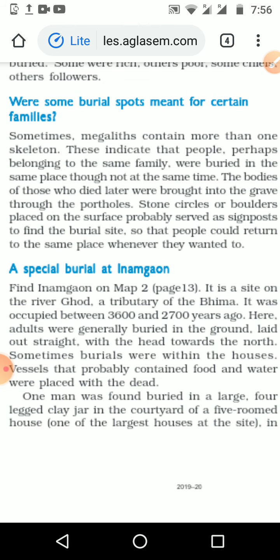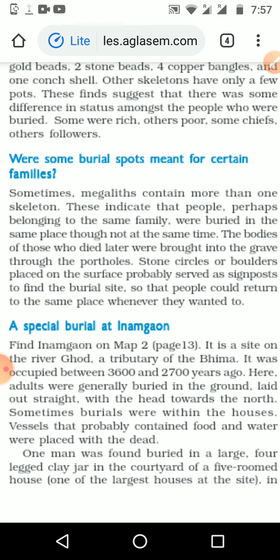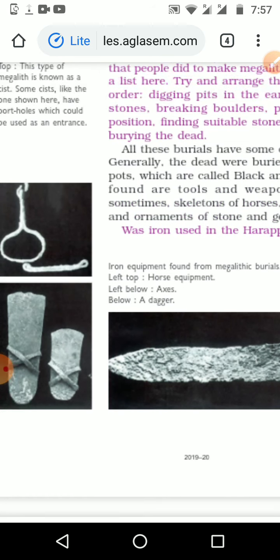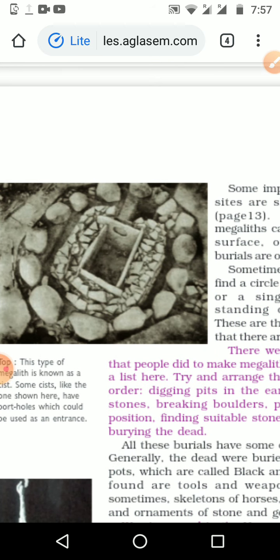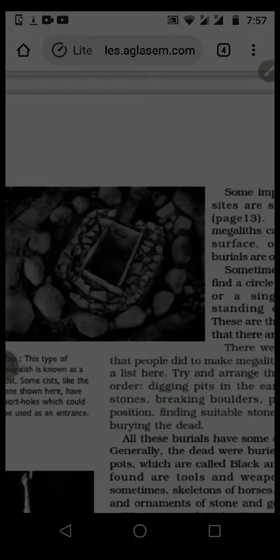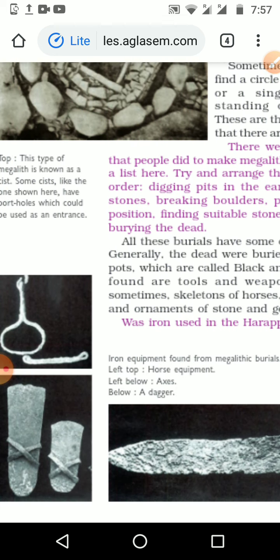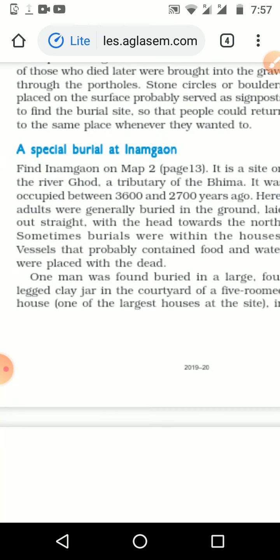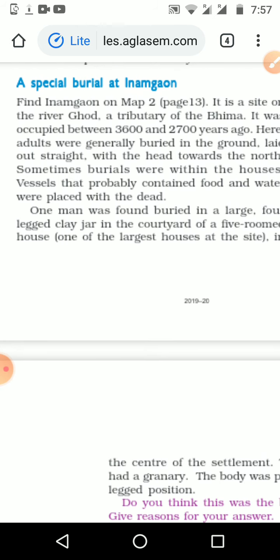so that people could return to the same place whenever they wandered. Means one person dies, they bury that person, then the next person, like that they keep burying. Afterwards they make a circle like that around the burial ground, as given in the picture here. They make a stone circle like this. This is the marking of where their particular family members are buried. If I know the particular shape around our graveyard, I can very easily find out where my ancestors were buried. Whenever they need, they can come to that place again.